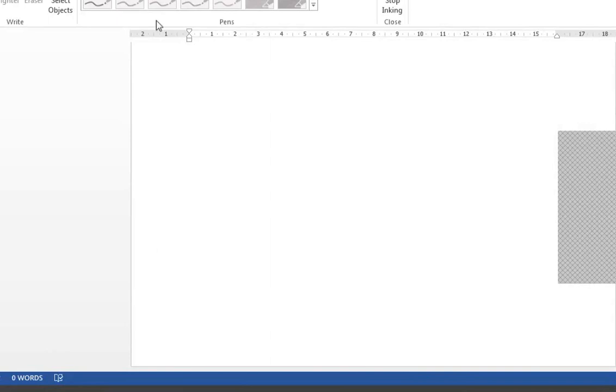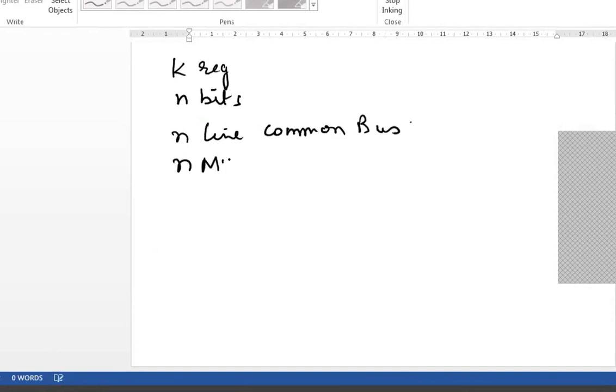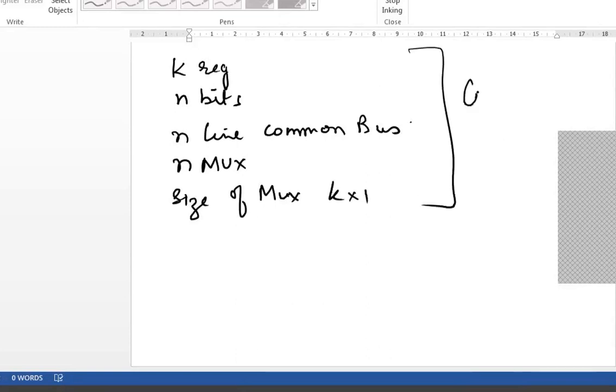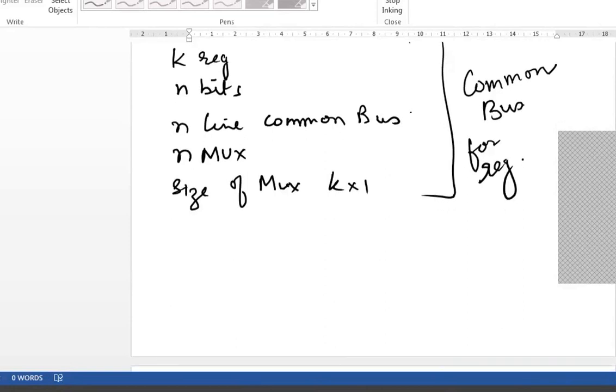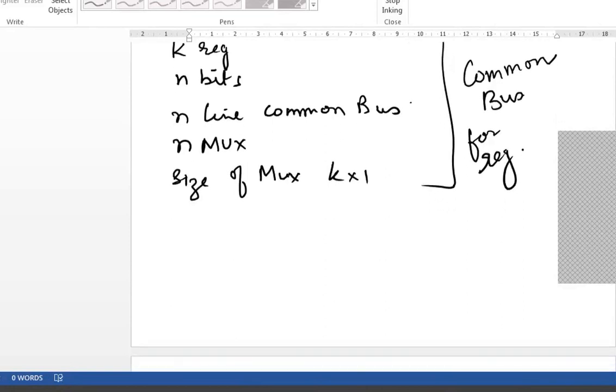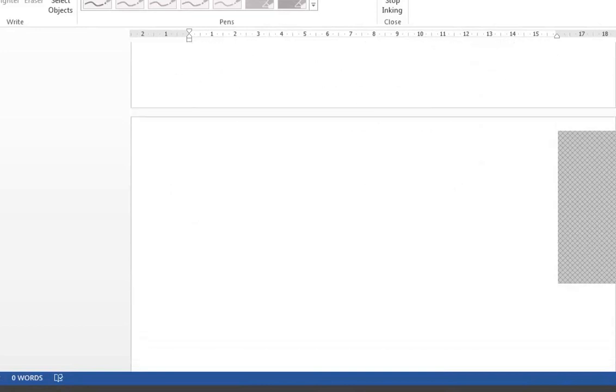Okay, so now let us move ahead. That was the common bus system, where we saw that for k registers of n bits data, I will need an n-line common bus and n multiplexers, each of size k cross 1. So this was for the common bus for registers. Now let us see another way. Yesterday I told you that I'll show you that without using multiplexers also you can design this type of circuit, which can be done using a tri-state buffer. Do you know what this is?